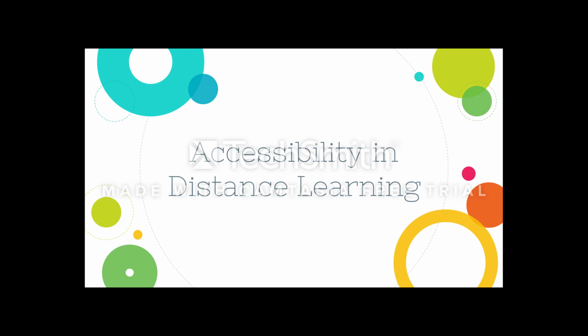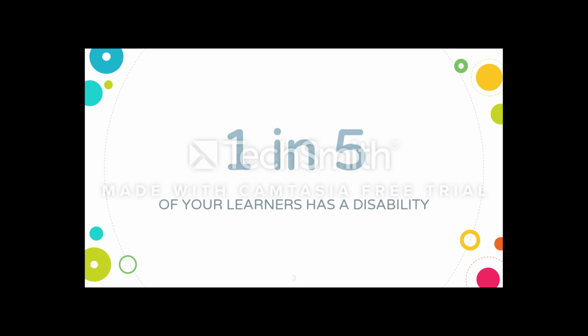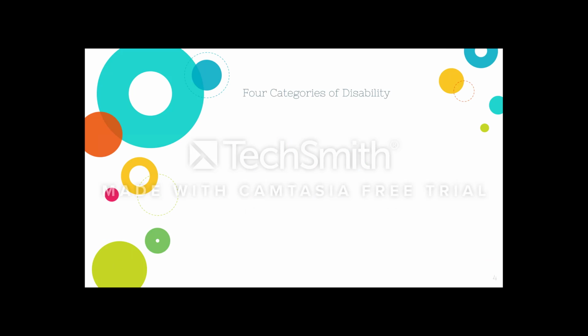Accessibility is important because 1 in 5 of your learners has a disability. If you sit back and think about your current student population, can you identify which learners in your classroom are working with a disability? Within your classroom, you might encounter students falling into 4 categories of disability.